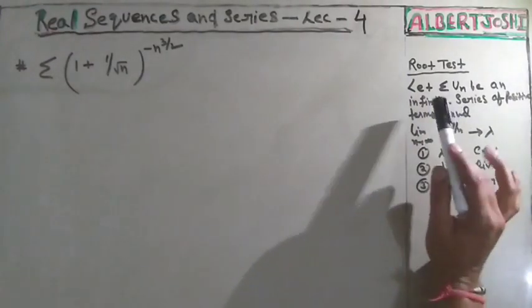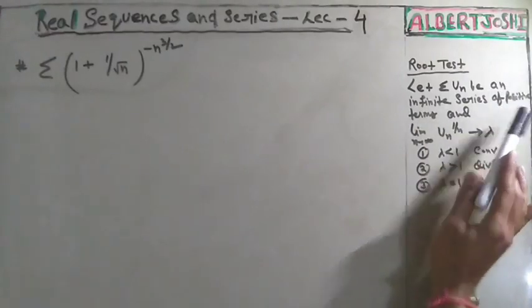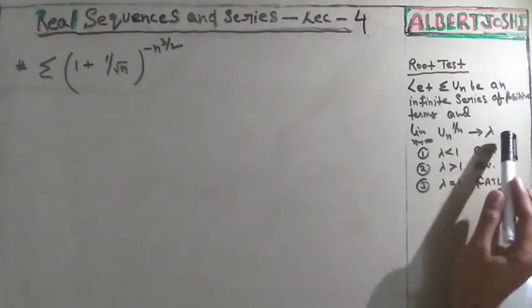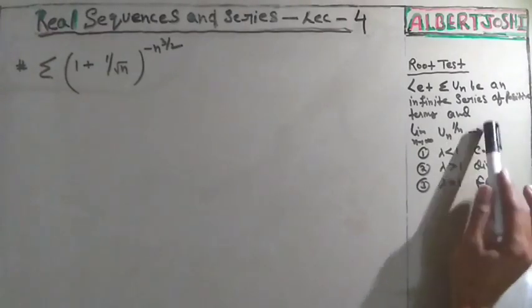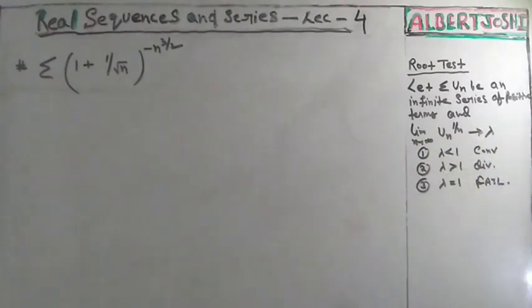In this root test, what they have written is: let sigma un be an infinite series of positive terms, and limit n tends to infinity of un to the power 1 upon n is converging to lambda. If lambda is less than 1, then convergent. If lambda is greater than 1, then divergent. If lambda is equal to 1, then the test fails.